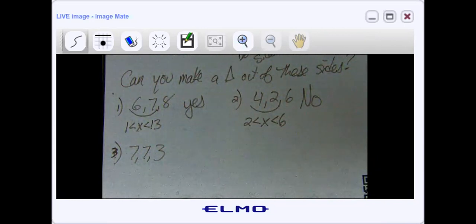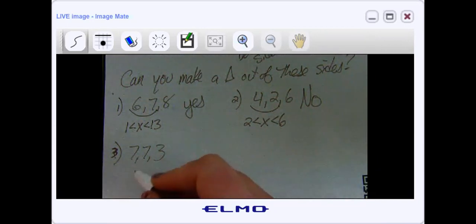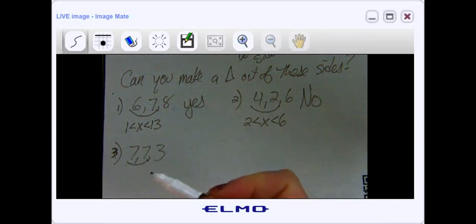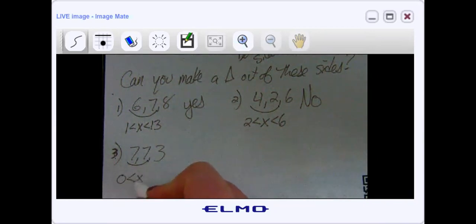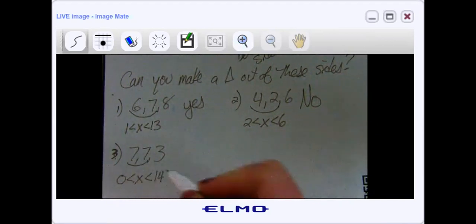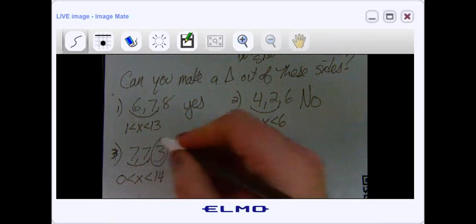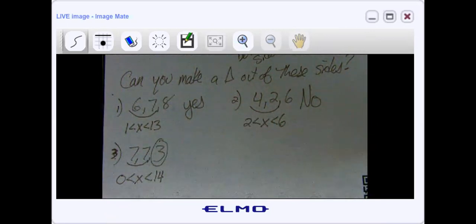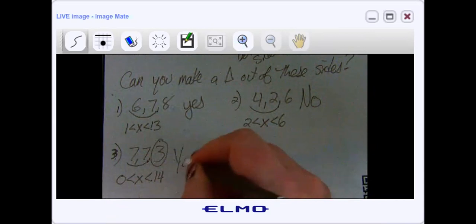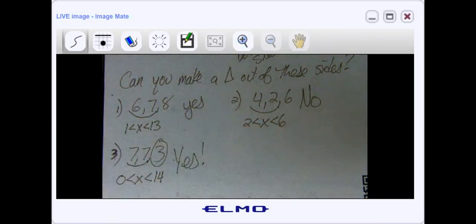No. I actually can. So here's my test. I take any 2 sides. I always pick the first 2, but you can pick any 2. So my range here, the difference has to be 0, right? So it's got to be something bigger than 0, but it has to be less than their sum, which is 14. So I need a number that's going to be in between 0 and 14. Is 3 in between 0 and 14? Yes. So this does actually work. It had to be bigger than 0, less than 14.